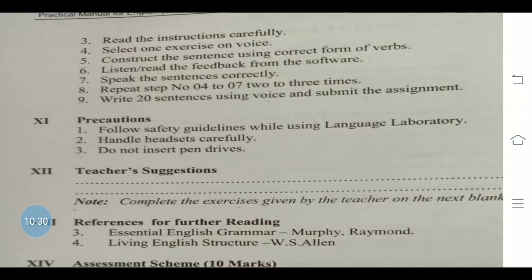Precautions: follow safety guidelines while using language laboratory. Handle headsets carefully and do not insert pen drive. Okay, these are the precautions which are to be followed by you in the language lab. Let us discuss the 20 sentences.